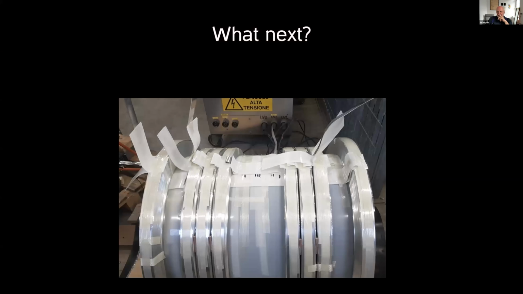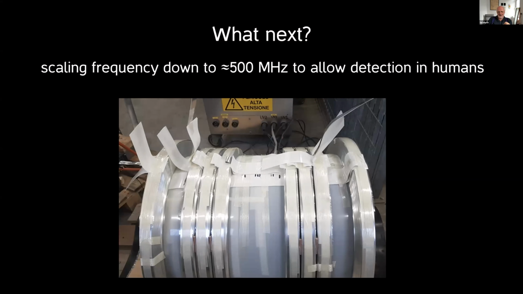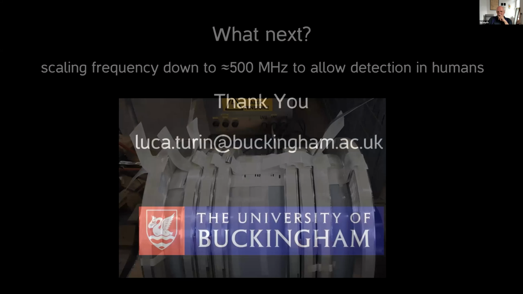We're now building a bigger magnet to put people's heads in. This is a magnet with one solenoid and 2 Helmholtz coils, and we're going to be measuring the emissions from humans very soon.